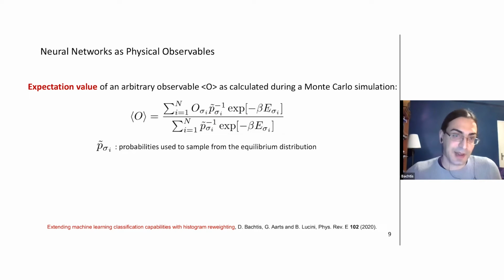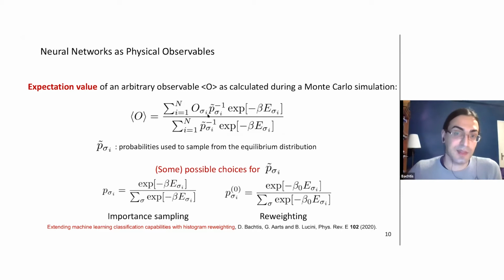I will briefly describe histogram reweighting. This is the expectation value or the numerical estimator of an arbitrary observable as obtained during a Monte Carlo simulation. P tilde are the probabilities that we use to sample from the equilibrium distribution.